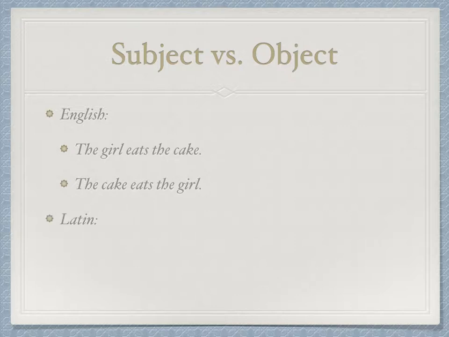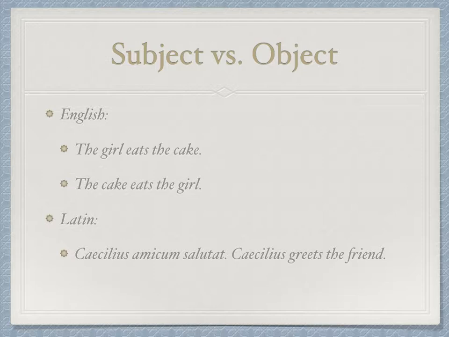In Latin, however, the word order doesn't matter as much. So, Caecilius amicum salutat, Caecilius greets the friend. We've got subject, object, verb. We can move those words around to any place and it will still mean the same thing.